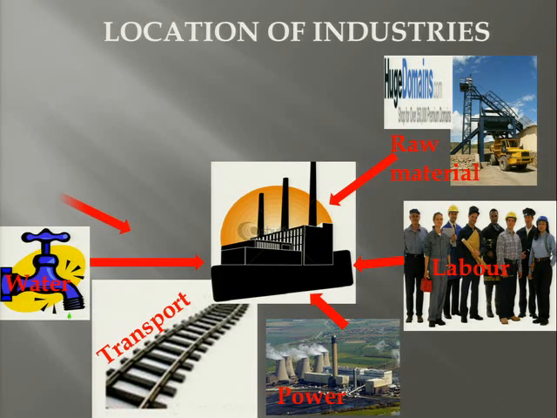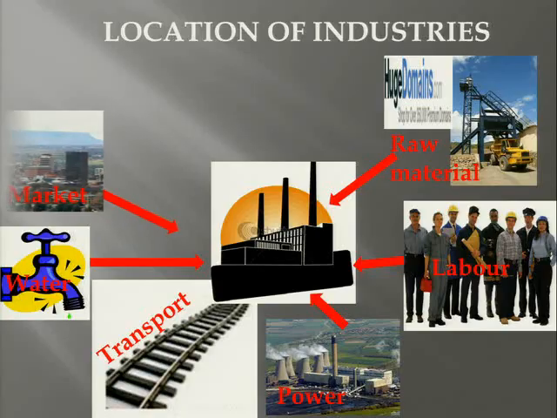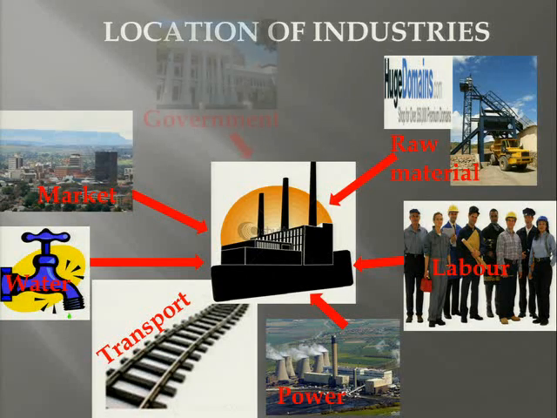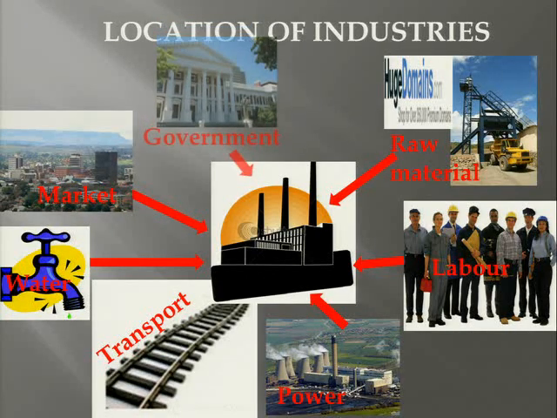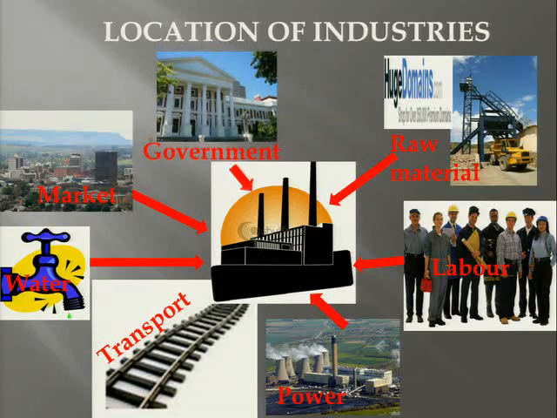And then water, very important. And then the market. And lastly, the government policies will determine again the location of industries. So these are the factors. How many are they? 6 factors that influence the location of industries.